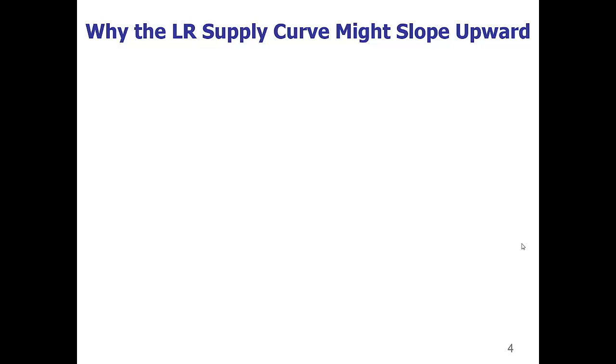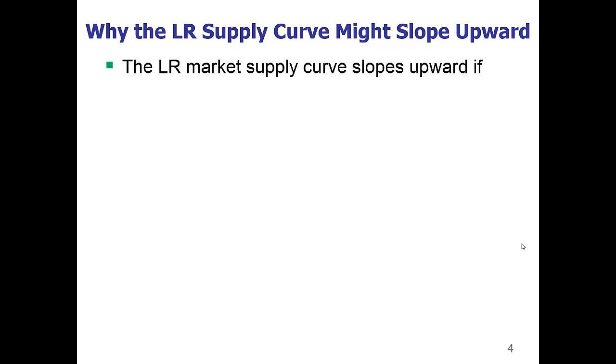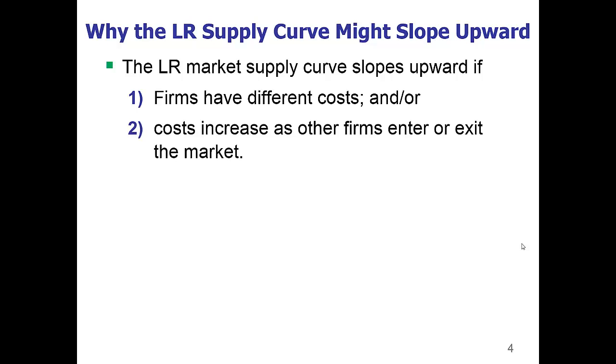Now, why might the long-run supply curve slope upward? The long-run supply curve slopes upward if firms have different costs, so not all firms have the same cost structure, and/or costs increase as other firms enter or exit the market. So this is the situation where as more firms enter into the market, it puts pressure on input prices, and as those input prices rise, the only way to get the firms to produce more output is if prices increase enough in the long run to cover the increasing marginal cost of production.